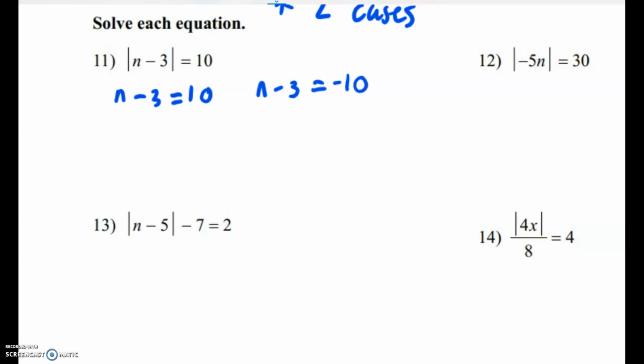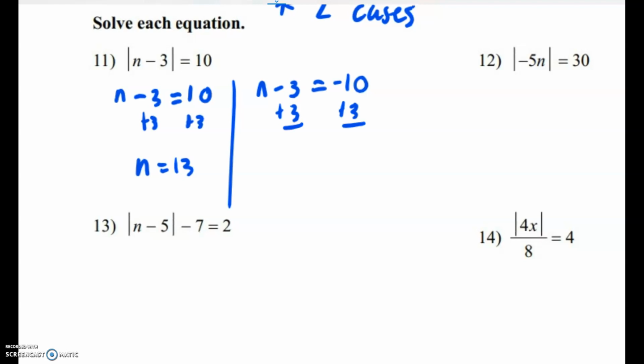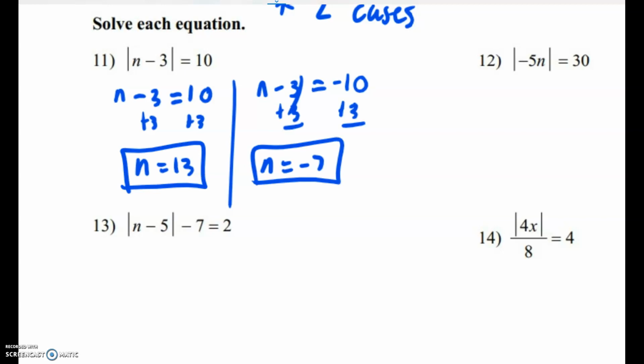Because remember, whenever you take the absolute value of a number, if it's positive, it's going to be positive. If it's negative, it's going to be positive. So we have to consider both cases, when what's inside is 10 and when what's inside is negative 10. Okay, I'm going to go ahead and solve both of those. If I add 3 to both sides, I get 13. If I add 3 to both sides, I get negative 7. So there's my two answers for number 11. If you plug those in, you're going to get the right answer both times.